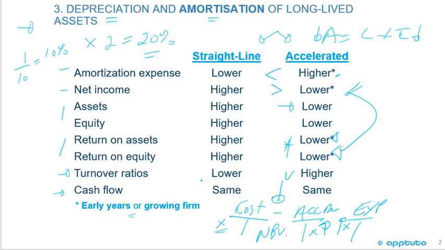And the important thing, depreciation and amortization are non-cash expenses, so our cash flow is the same. And that's the only slide for this LOS.